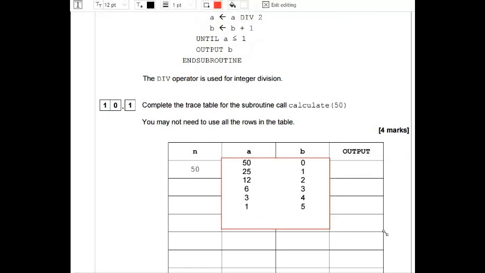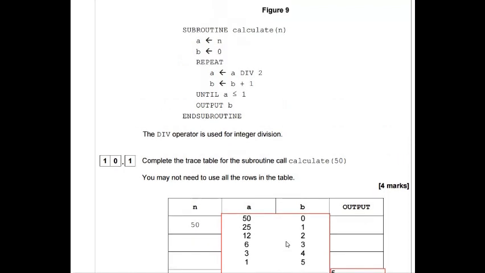And then the output is going to be a 6. The output's going to be a 5, sorry, because that is the final increment in B. So the answer is going to be a 5. And that will get you 4 marks right there. Trace tables is quite a tough thing to do, but if you read the pseudocode and study it, you're basically laughing.